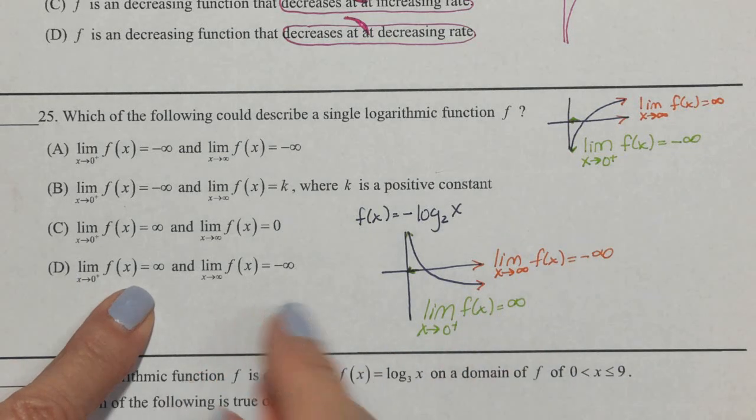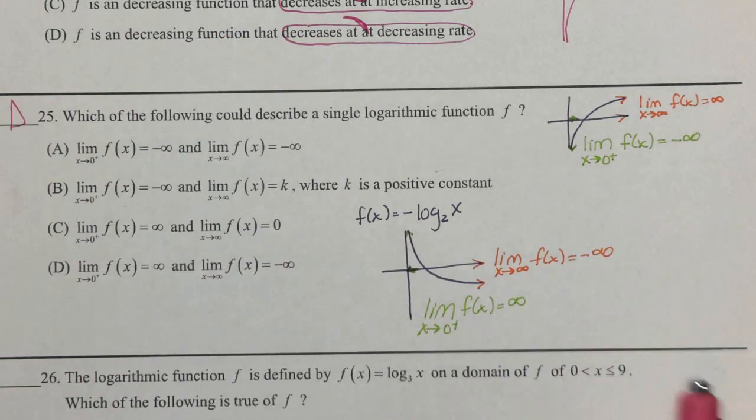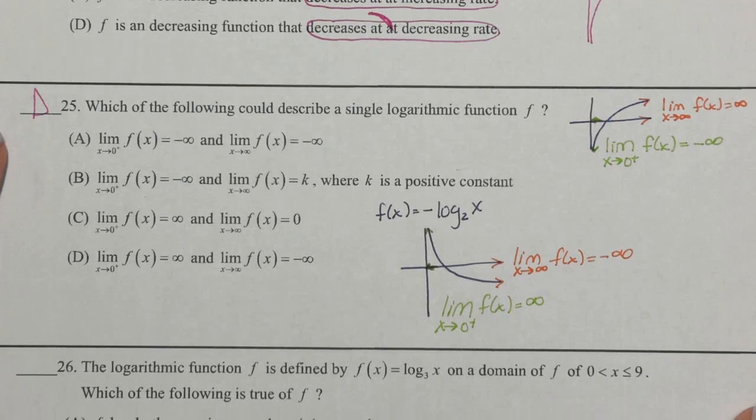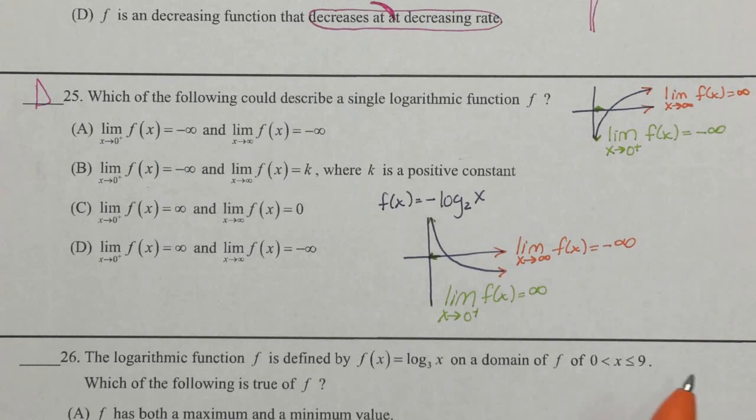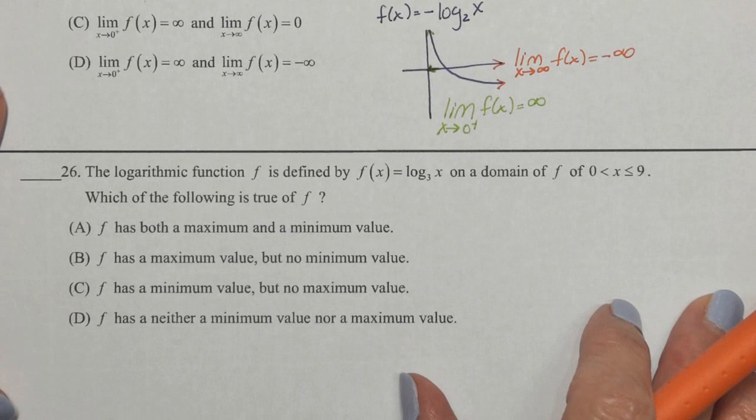That's answer choice D. A very difficult question. Had to think through that quite a bit. And we had to use limits, which I know we're not super familiar with yet. You will be. Okay, number 26.